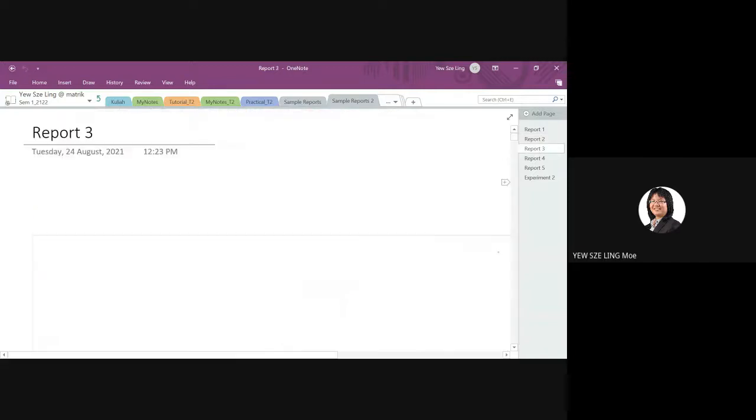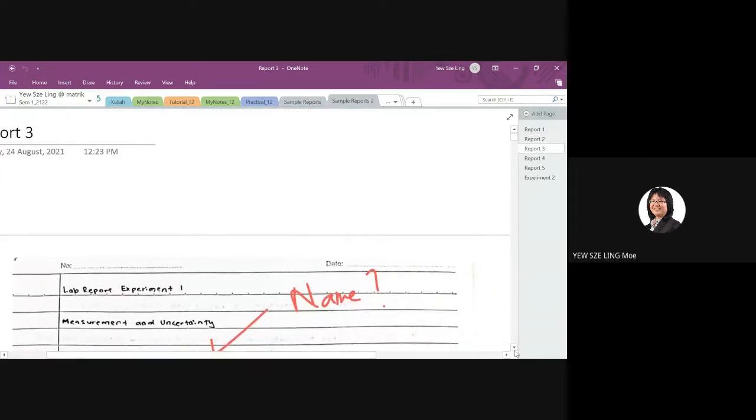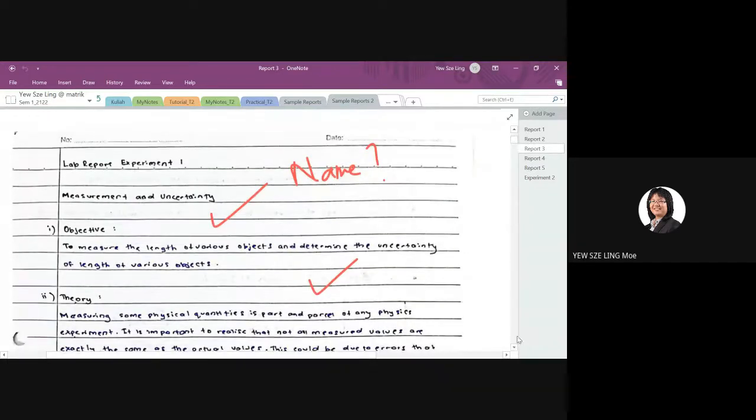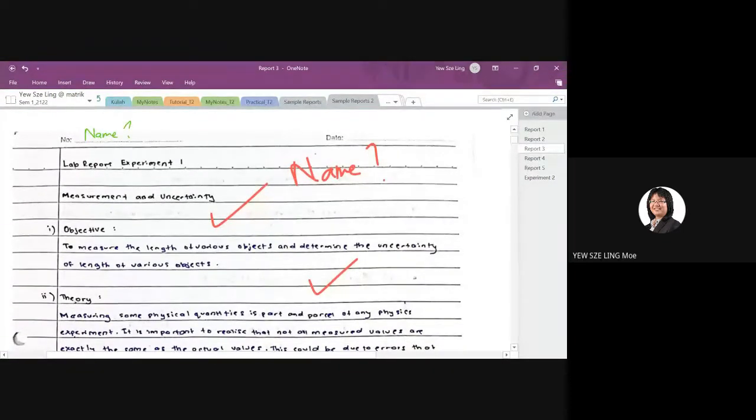Okay. So report number 3, okay, this one is a moderate report. Okay, not very good, also not very bad. So first, again, name is missing. Okay, no name. So name is missing. So where is the name?